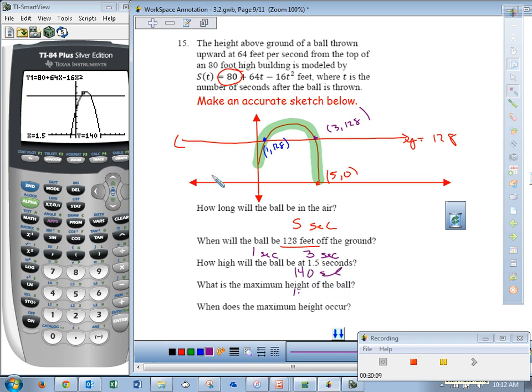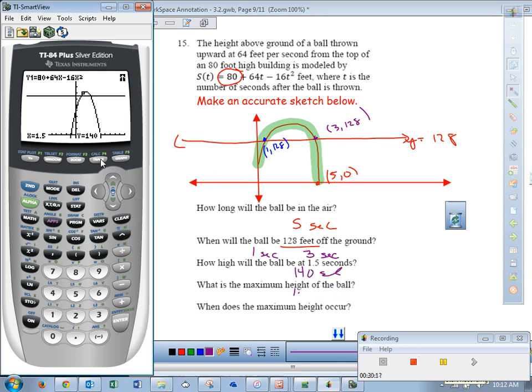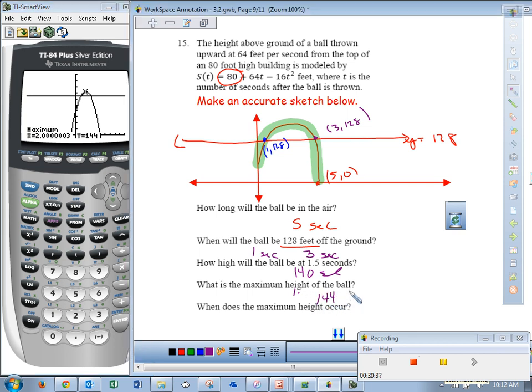What's the maximum height of the ball? Calculate the maximum. Left bound. Right bound. Yes. At 144. Don't forget, some calculators can't be accurate enough, so that's really at 144. It was 144 feet. And when did it occur? 2 seconds.